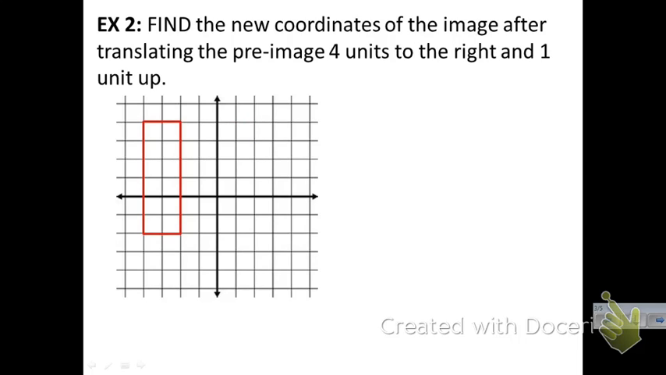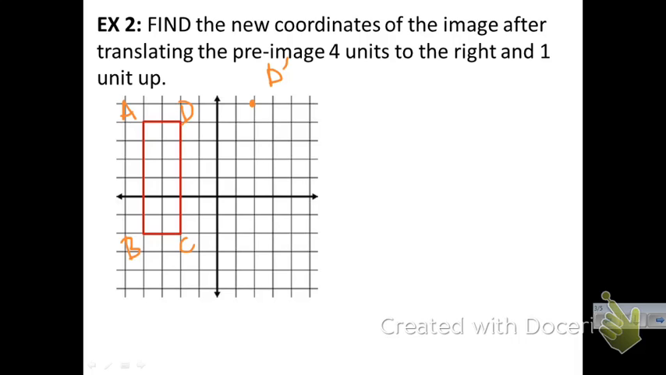Okay, on example 2, you're going to find the new coordinates of the image after translating the preimage 4 units to the right and 1 unit up. So again, you probably want to label these. I did A, B, C, and D again, but you can choose whatever. So I'm going to take D. I'm going to go 4 units to the right, 1, 2, 3, 4, and 1 unit up. So there's my D prime.